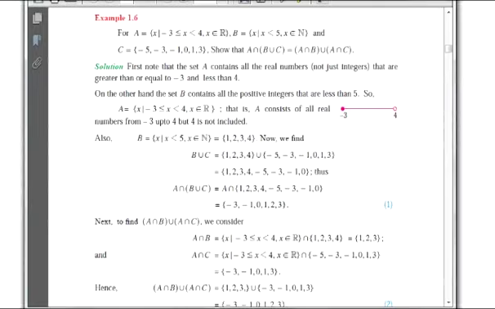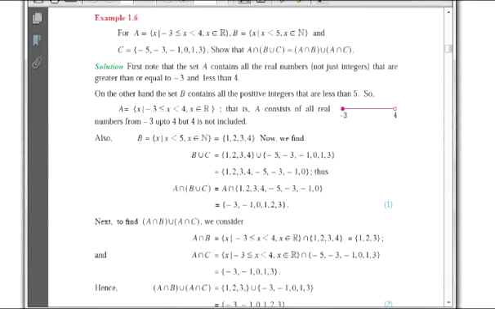Let's look at example 1.6. What is it? So example 1.6. For A, you have 3 sets, and you're asked to prove the distributive property. Okay, fine.